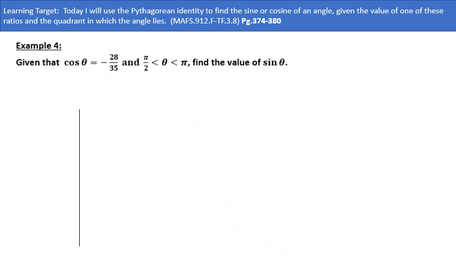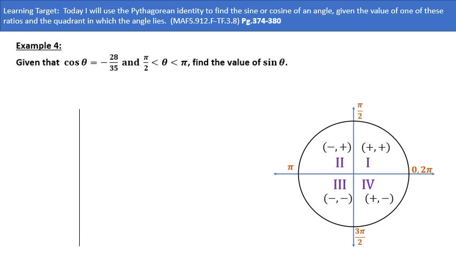All right, here we go. One more. Example 4. Given that cosine of theta is negative 28 over 35, right off the bat, these are big numbers. So we're going to get big numbers when we do this. Don't be afraid of that. Pi over 2 is less than theta, which is less than pi. Find the value of sine of theta.